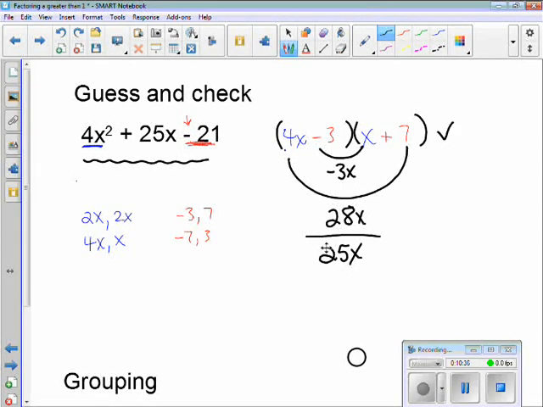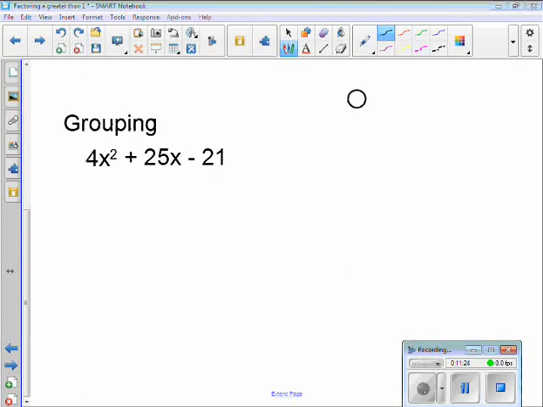Now we're going to be working with this 4x squared plus 25x minus 21 a couple of times, in different scenarios. I don't want you to worry about what the answer is of factoring it. I just want you to watch and concentrate on the process. So let's look at another method called grouping. In grouping, we're going to do the exact same one. It's a different way of factoring it. It's more systematic, and it's not so much guess and check, okay? There is a little bit of guess and check, but not as much.